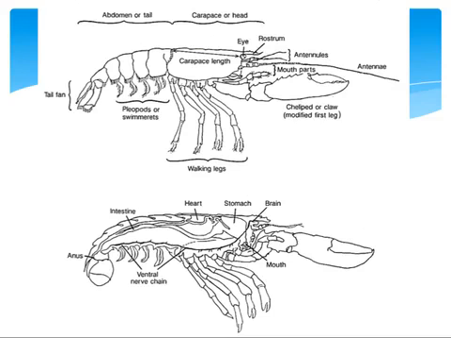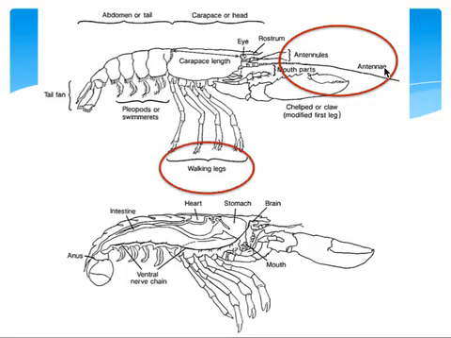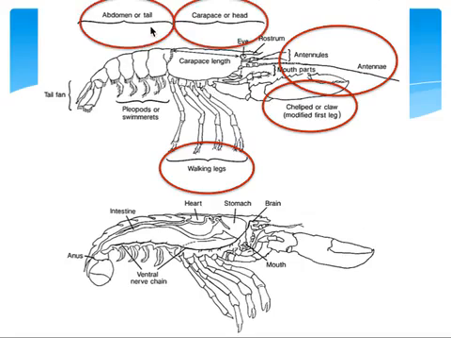Now let's talk a little bit about the anatomy. First, they have antennae and antennules. They're the 2 pairs of antennae that crustaceans have. They also have walking legs, and there's that fifth modified into a claw. And then they have two body segments. They have an abdomen and a carapace with a head attached.